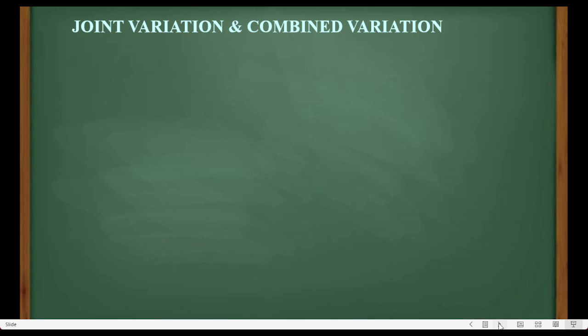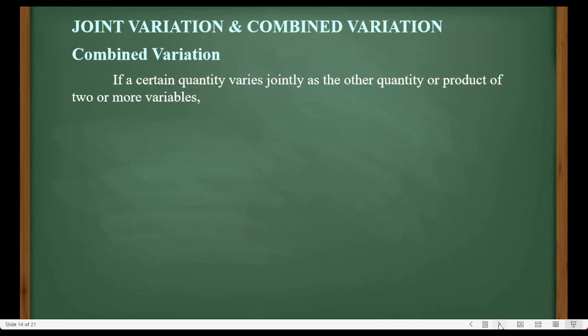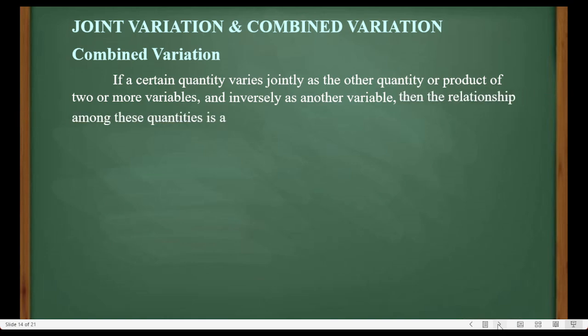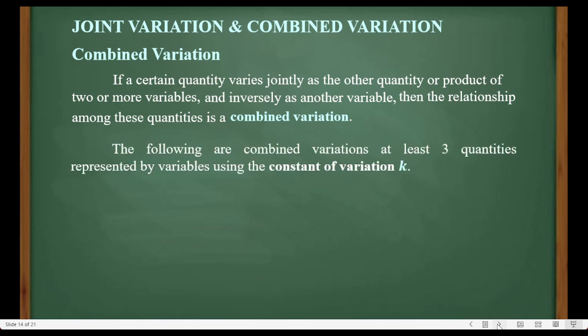Next, combined variation. If a certain quantity varies jointly as the other quantity or product of two or more variables, and inversely as another variable, then the relationship among these quantities is known as combined variation. The following are combined variations of at least three quantities represented by variables using the constant of variation K.